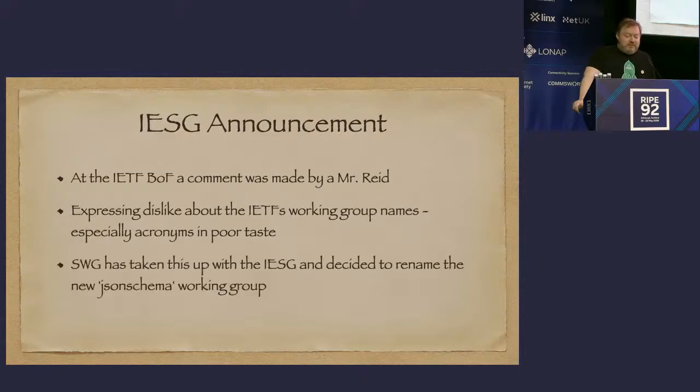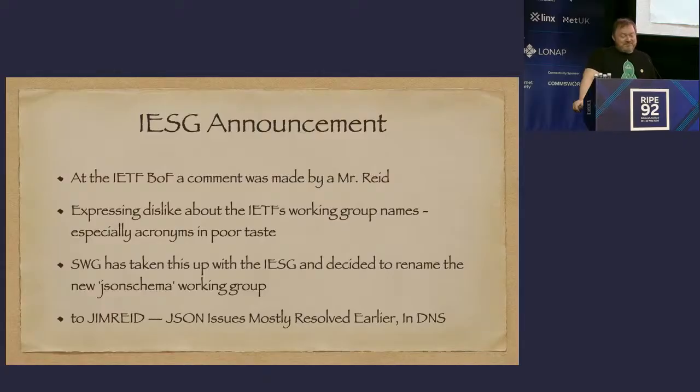So the secret working group has taken this up with the IESG. And we've decided to rename the new JSON schema working group. And it's going to be the Jim Reed working group, which is... And I will read it out. JSON issues mostly resolved earlier in DNS.